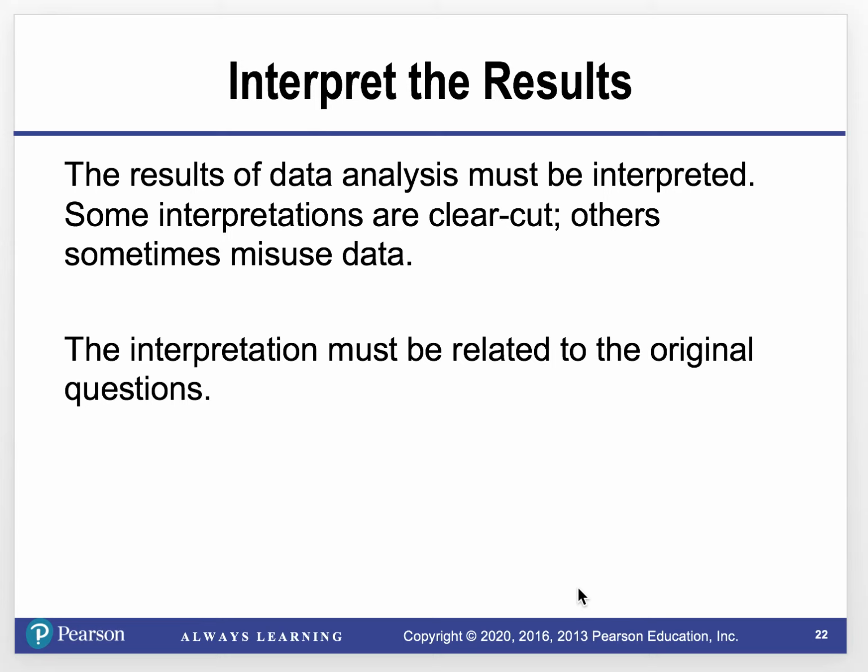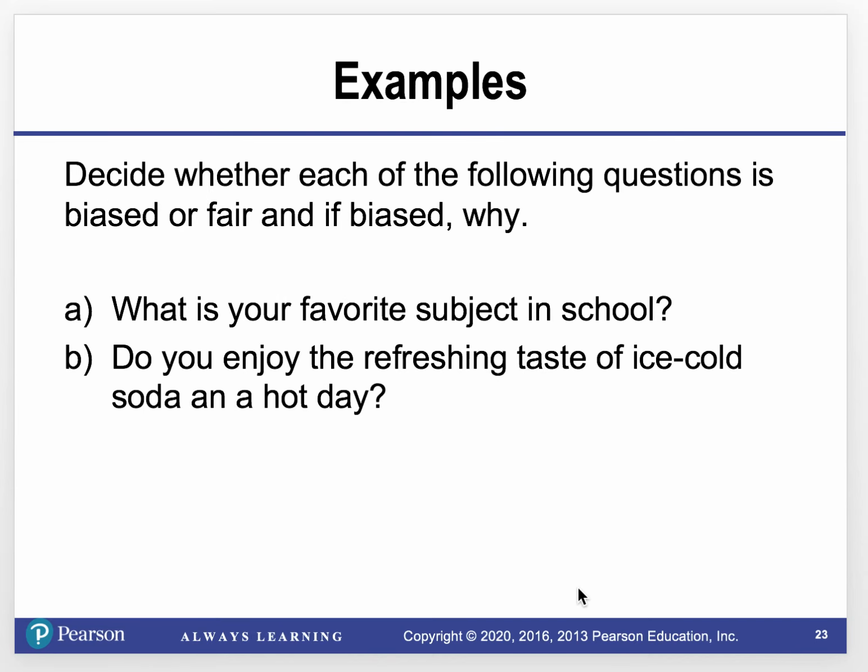The results of data analysis must be interpreted. Some interpretations are clear-cut, others sometimes misuse data. The interpretation must be related to the original questions. Okay, decide whether each of the following questions is biased or fair, and if biased, why? What is your favorite subject in school? What do y'all think? Biased or fair? And why? Yeah, it seems fair to me. I don't see a problem with that.